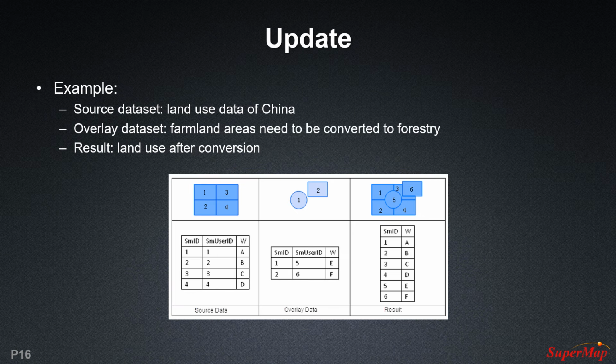So finally, we have update. Update is a process of replacing object parts in a source dataset with corresponding parts in an overlay dataset where the two datasets overlap. Now, the example that you're going to perform, farmland areas that need to be converted to forestry as overlay, and your result is going to be land use after conversion. So please go ahead and perform these operations and see how your results compare.